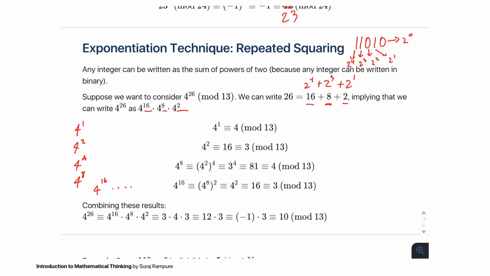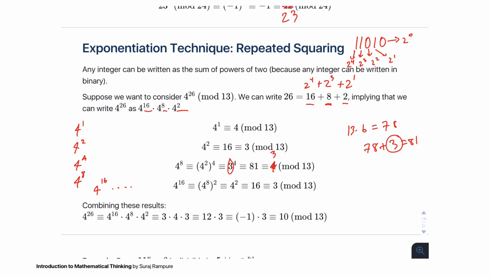And so that's where the benefit comes in, because I can use simplified previous results. I already simplified 4 squared to be 3 in modulo 13, so I can plug in 3 for 4 squared. And then I look at 81, and I look at the remainder when 81 is divided by 13. 13 times 6, I believe, is 78. So this should be 3, right? That should be 3, yeah. Because 13 times 6 is 78, and 78 plus 3 is 81. So that should be a 3.